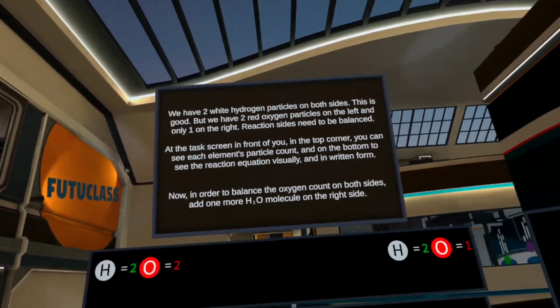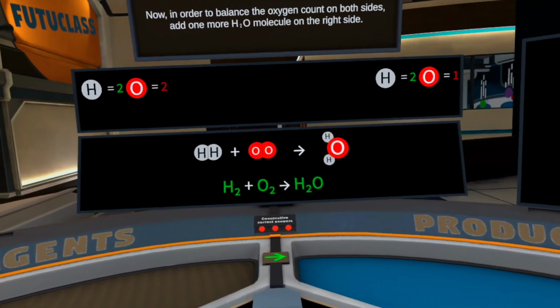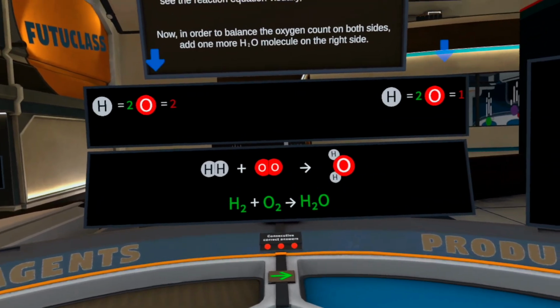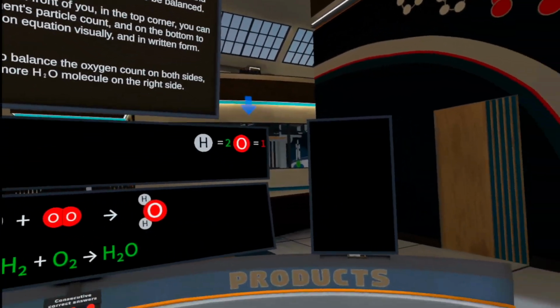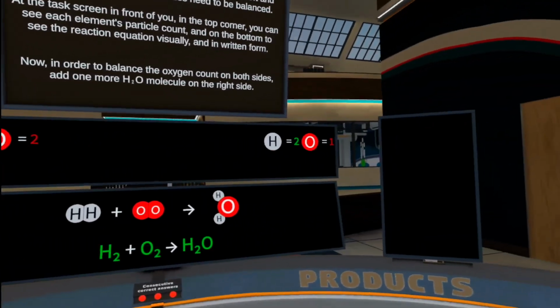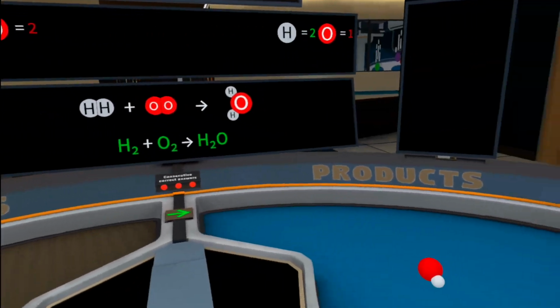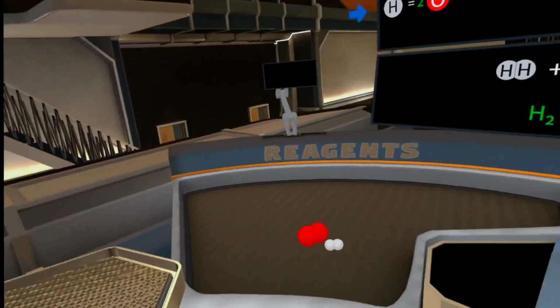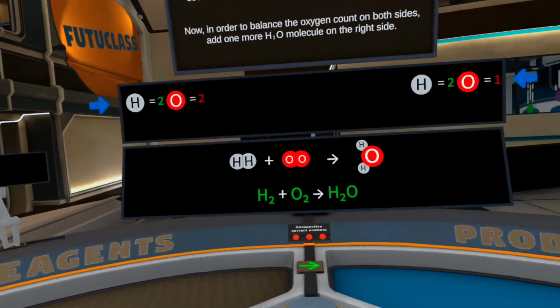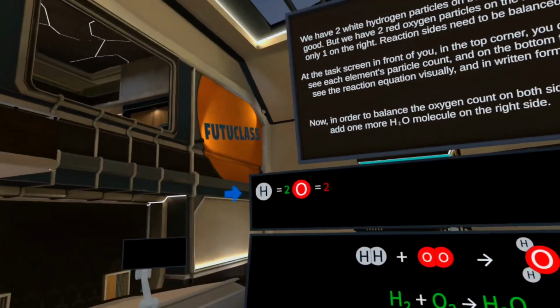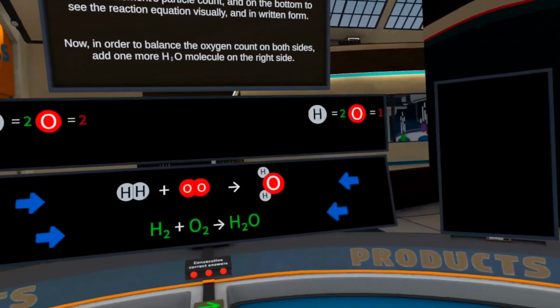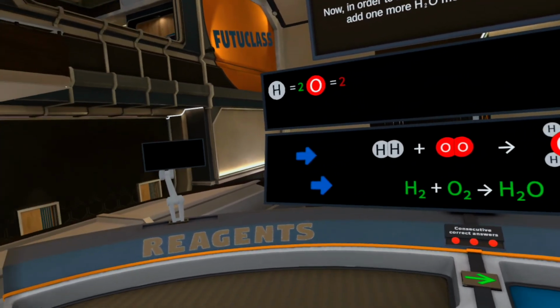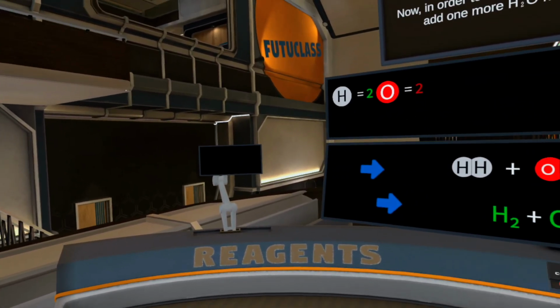We have 2 white hydrogen particles on both sides. This is good, but we have 2 red oxygen particles on the left and only 1 on the right. Reaction sides need to be balanced. At the task screen in front of you, in the top corner, you can see each element's particle count, and on the bottom to see the reaction equation visually and in written form.